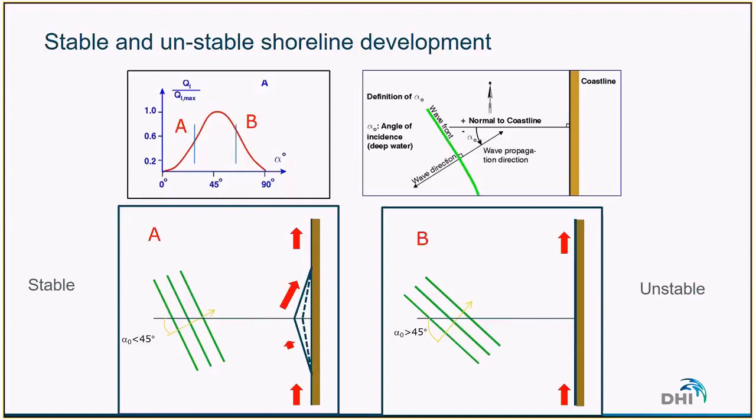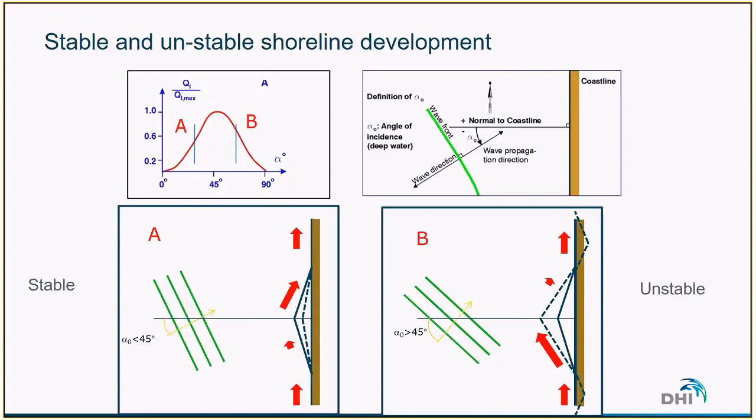Now, if we look at the unstable stretch of coast, which is in the B part of the curve, it is the opposite. When the difference between the angle of incidence and the shore normal augments, we have a decrease in longshore sediment transport. And it's the opposite of what happens on a stable coast, which means that we will have an increase of sediment transport on the southern part and a reduction on the northern part. And this will lead to accumulation on the offshore part of this perturbation.